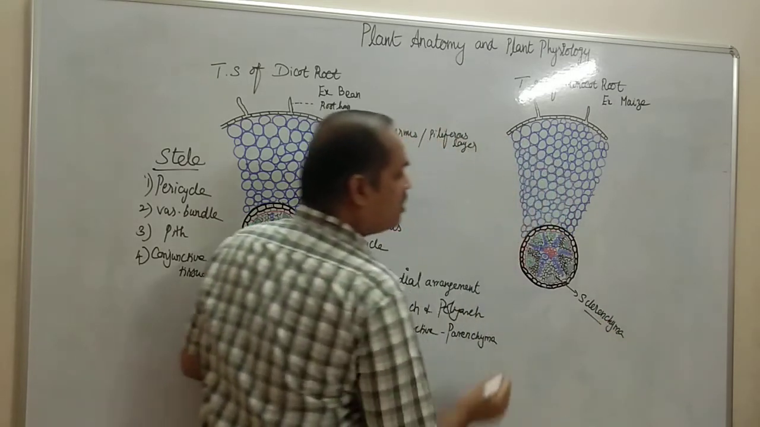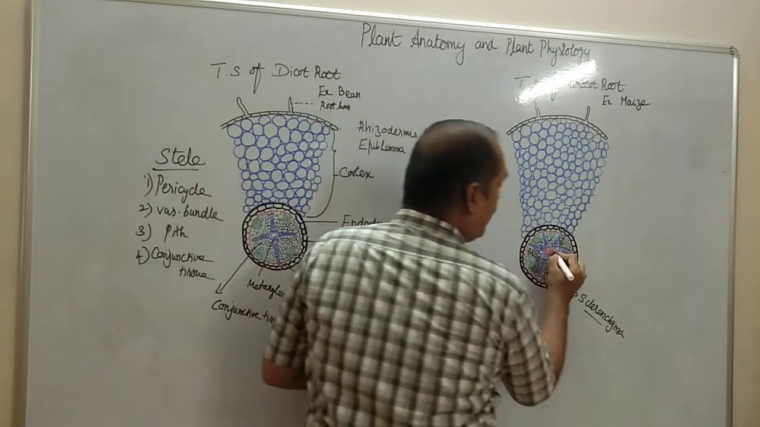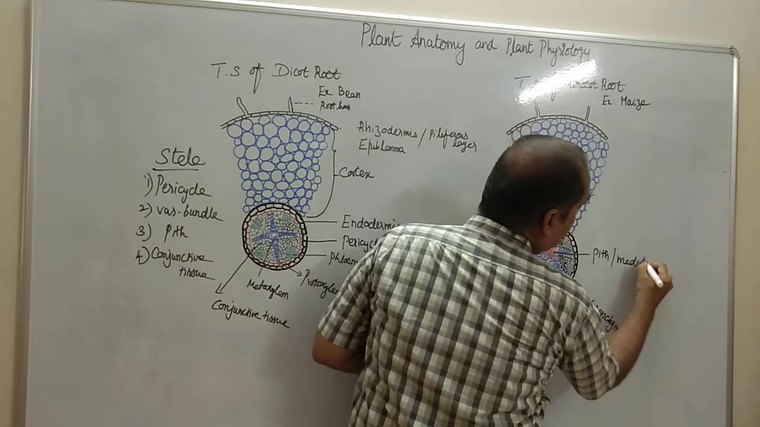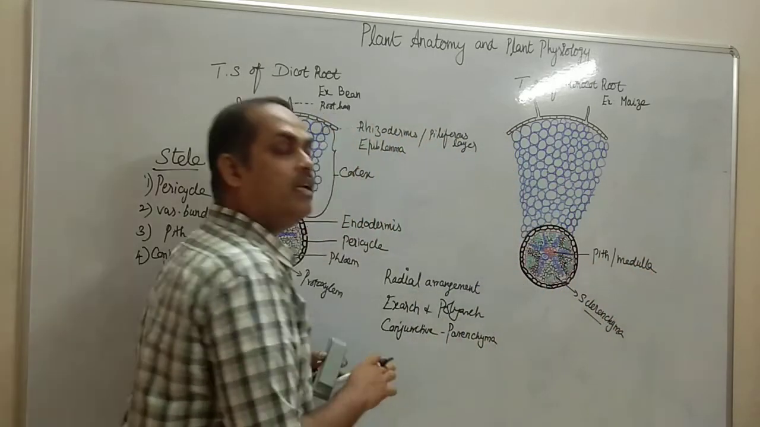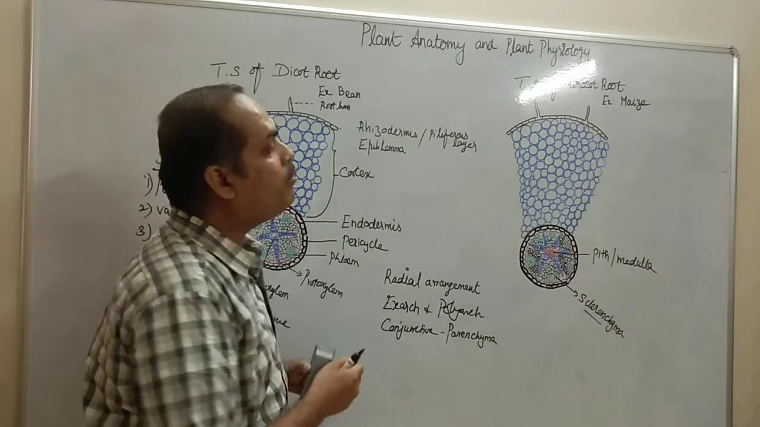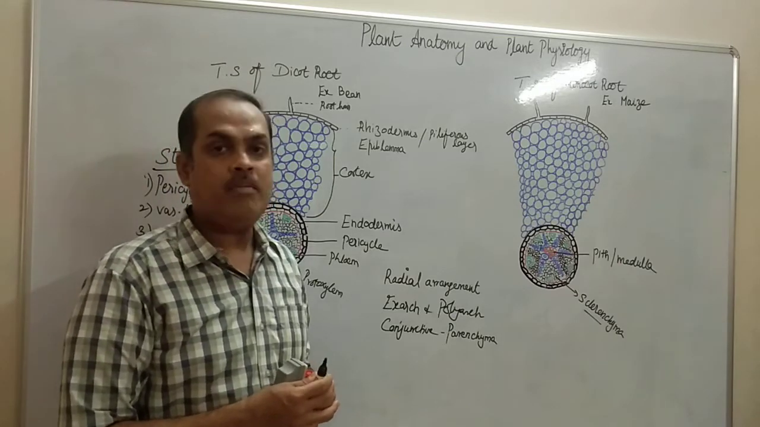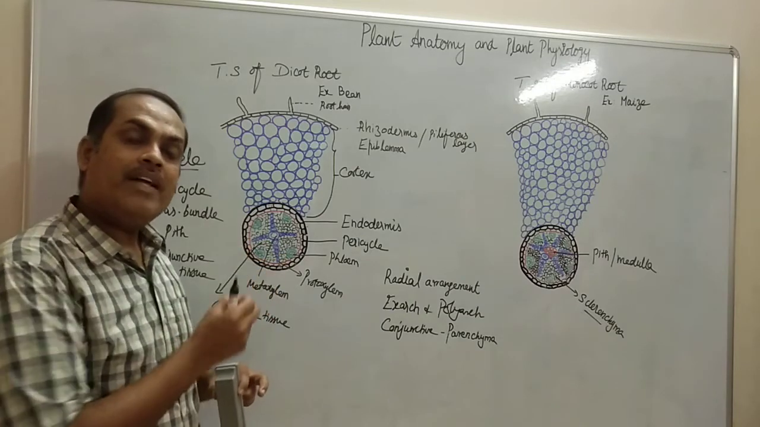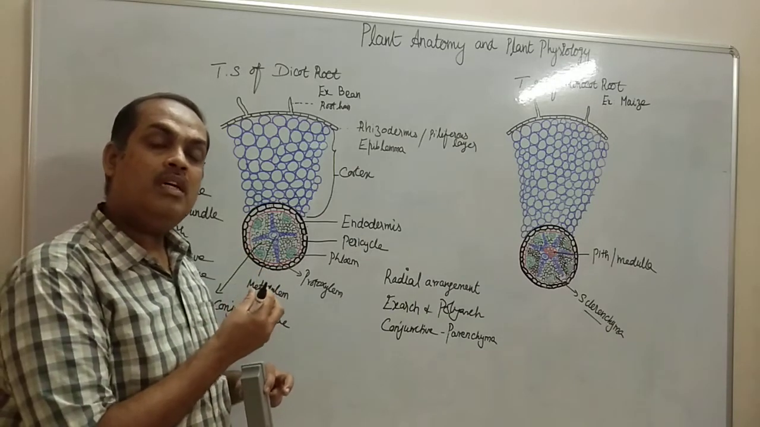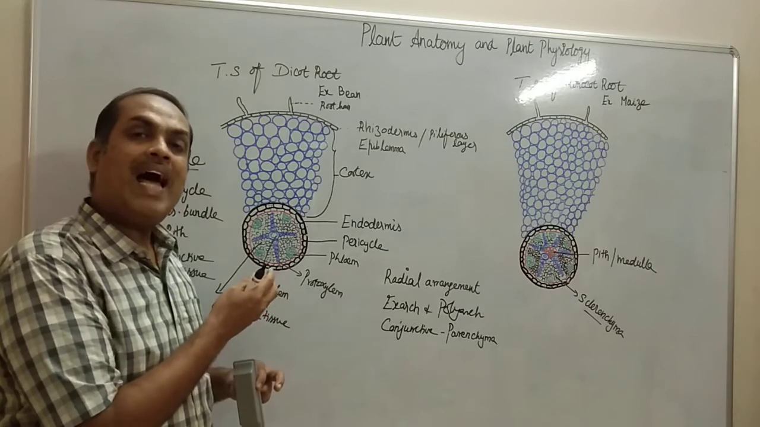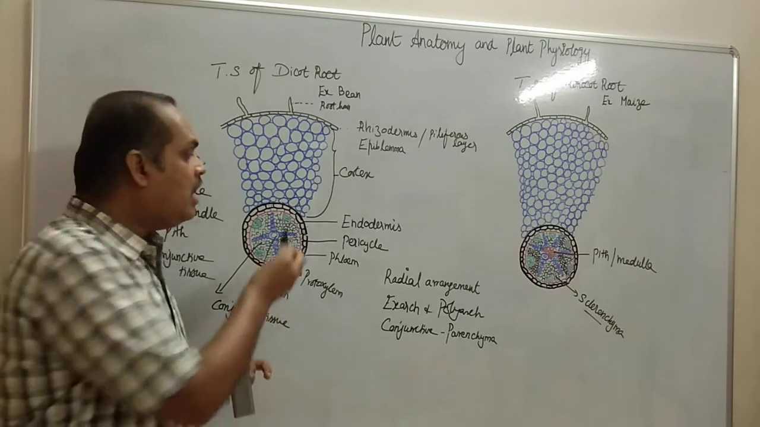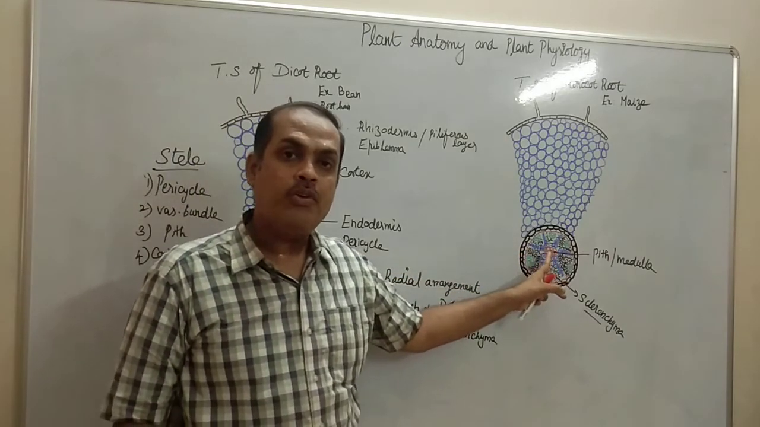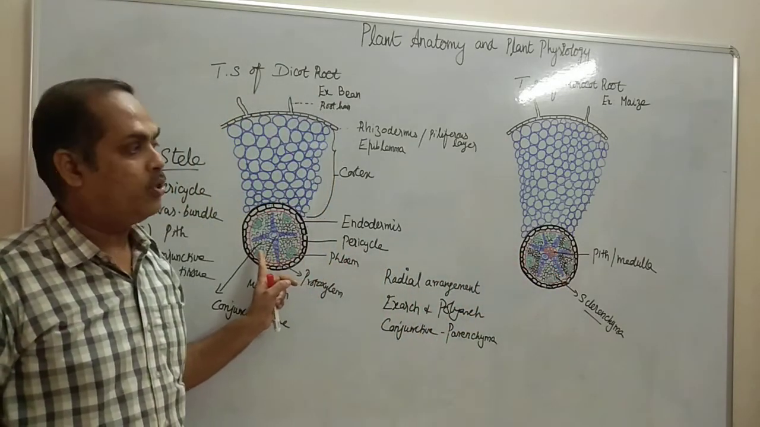And one more important point, here in the center you are able to see a group of cells that is called pith, or otherwise called medulla. The central parenchymatous cells found in the monocot root are called pith or medulla, whereas pith is absent in the dicot root. When the dicot root is young, we will be able to see the pith or medulla, but as the dicot root matures, we will not be able to see the pith. So pith is definitely found in the monocot root, but it is absent in the dicot root.